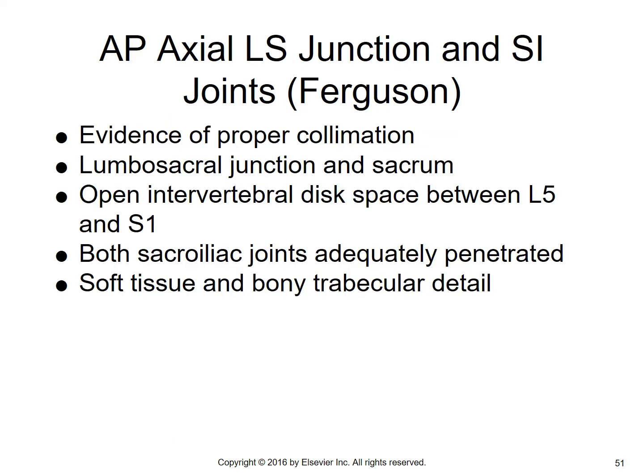Let's move on to the Ferguson Method, AP Axial Lumbosacral Junction and SI joints, evidence of proper collimation, lumbosacral junction and sacrum, open intervertebral disc spaces between L5 and S1. Both sacroiliac joints are adequately penetrated, and you should see soft tissue and bony trabecular detail.